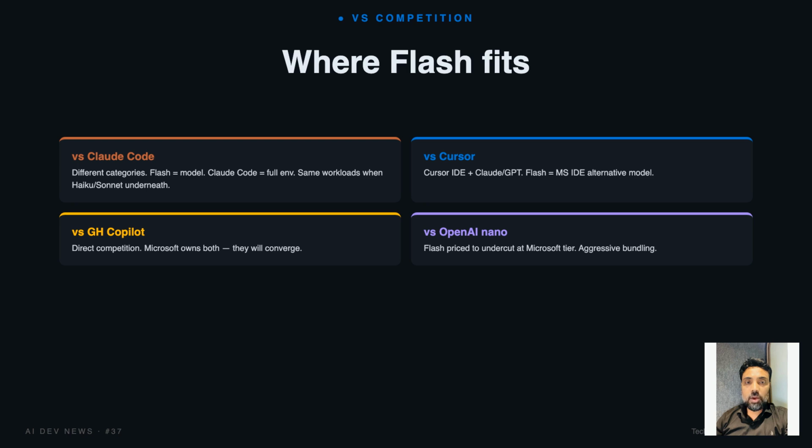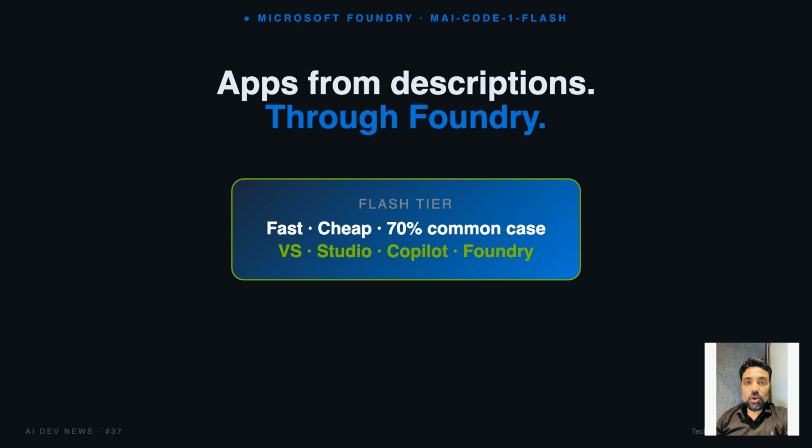So it inherits the IP clean room story, which matters for enterprises worried about training data provenance lawsuits. Pricing positioning. Microsoft hasn't published the full schedule yet, but the framing is comparable to or cheaper than GPT-4 Mini and Claude Haiku for code generation workloads. Aggressive pricing is a strategic priority because Microsoft wants Flash to displace third-party model usage inside their ecosystem.